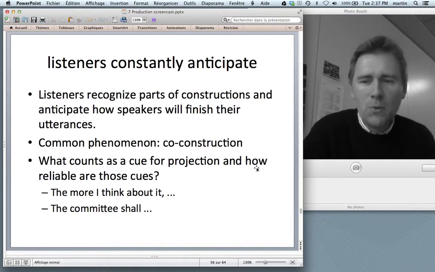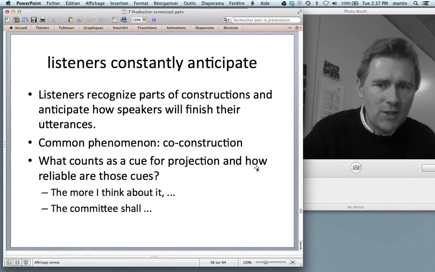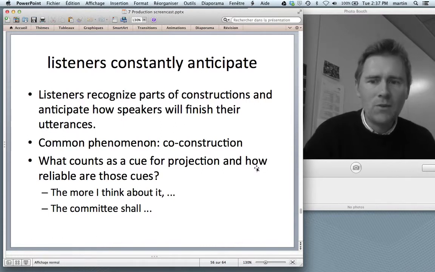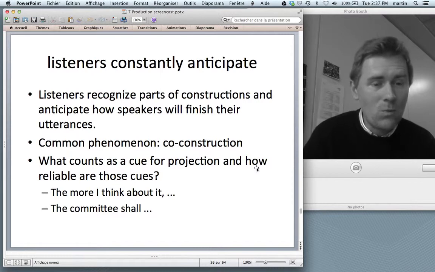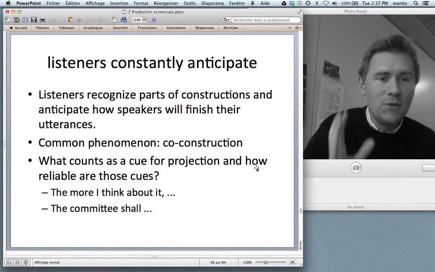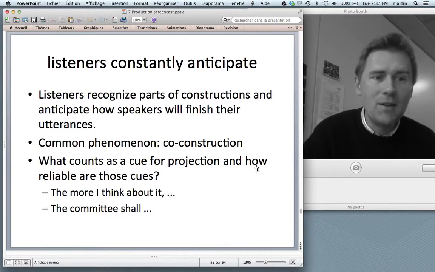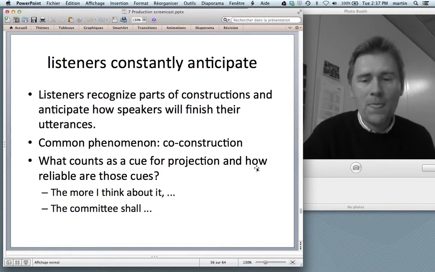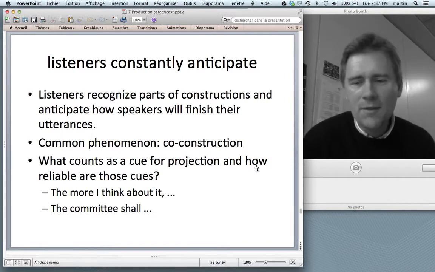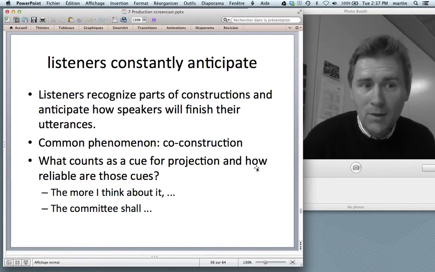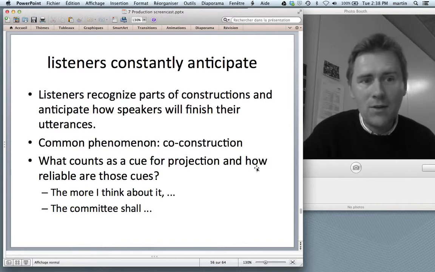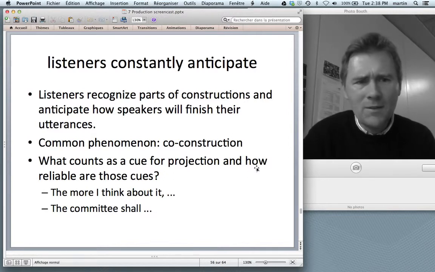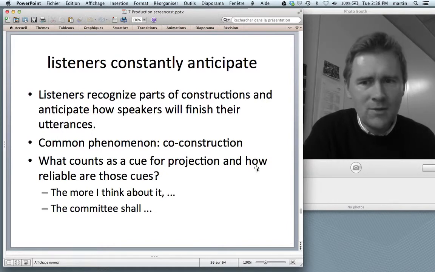Okay, so question: what counts as a cue for projection? This is called projection. And how reliable are those cues? So if you have a first half of a sentence like "the more I think about it," then you have a very, very strong cue that this is the "the X-er, the Y-er" construction, the comparative correlative. Yeah, the more I think about it, you know that what's going to happen in the second half is something like, yeah, the more, the less I understand, something like that. Now, in the second example here, "the committee shall," well, you know that, okay, some kind of infinitive is going to be there. The committee shall be there, it shall decide on something like that. But which verb is actually cued by shall? Yeah?